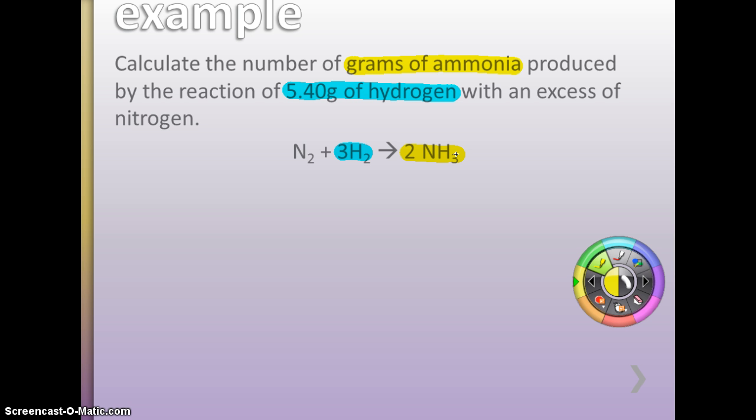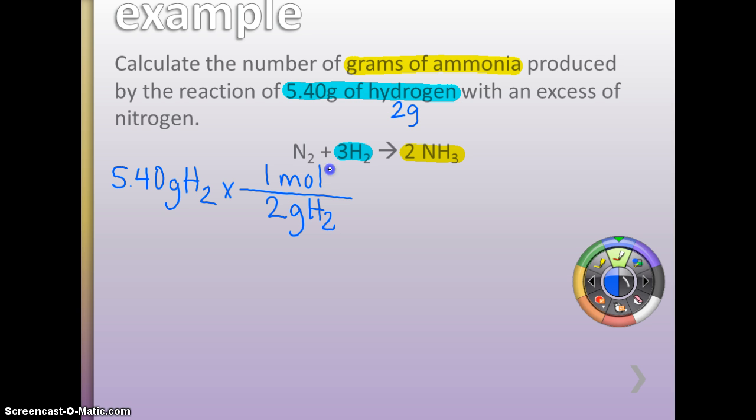Excess means extra. We don't have to use it. You can't type excess in your calculator. So we're not going to use that in this particular problem. All right, write down what you've been given. You have 5.40 grams of hydrogen. Grams always needs to be turned into moles. So 1 mole is always opposite the molecular mass of the compound. So our compound here is hydrogen. H2 weighs 2 grams. So we're going to put 2 grams H2.